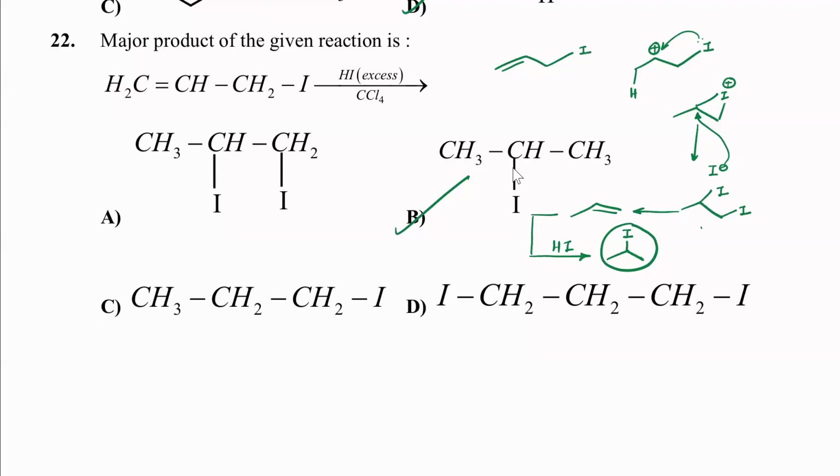Okay, so let me revise again. On a double bond, first you make a Markovnikov addition, you get a positive charge. That positive charge is stabilized by the sigma resonance of iodide. And thereafter, I minus will attack here, making vicinal iodides. Vicinal iodides are extremely unstable, that will convert into a double bond. And thereafter, again, HI is added. So finally, you'll get isopropyl iodide.